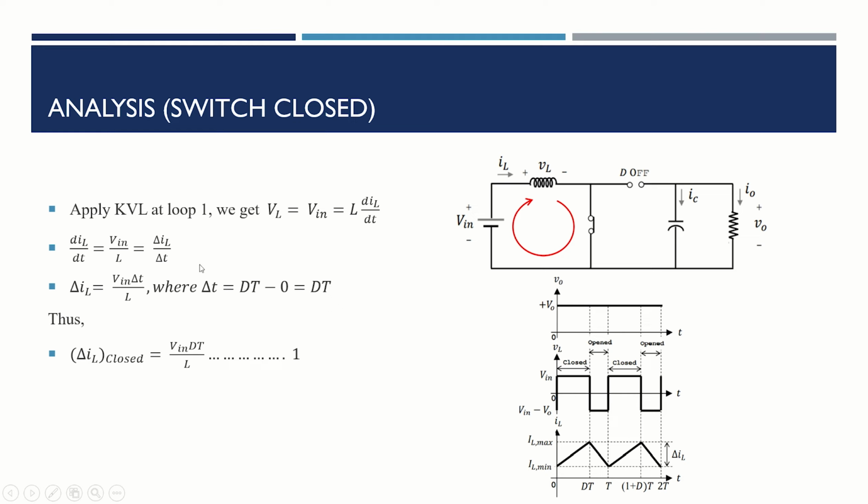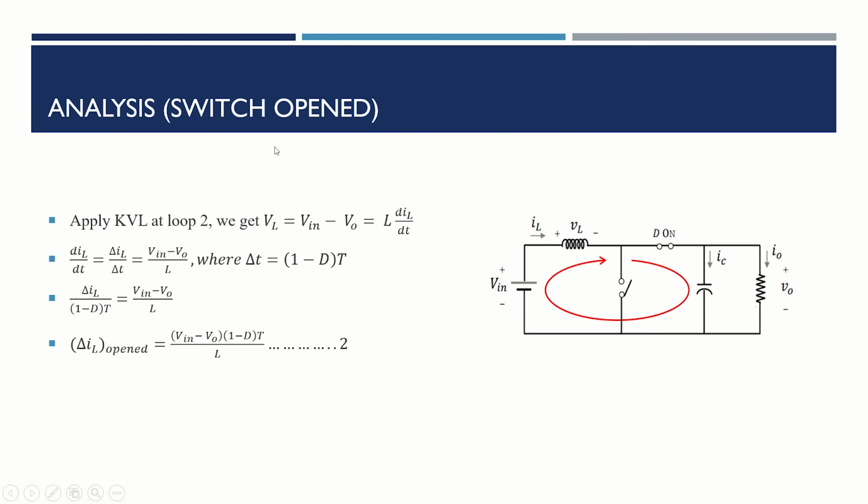Delta T, we look at the graph and we know that delta T when the switch is closed will be equal to dT minus 0, and we get dT. Substituting delta T into the equation, we get delta IL when the switch is closed will be equal to Vin dT divided by L. Next, we will proceed to analysis when the switch is open.